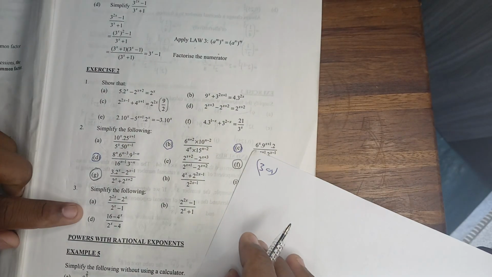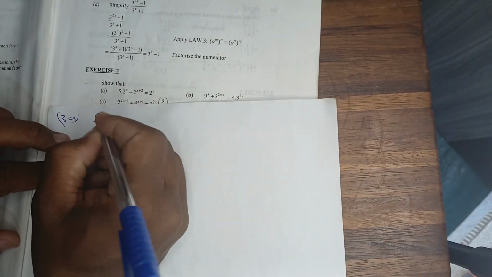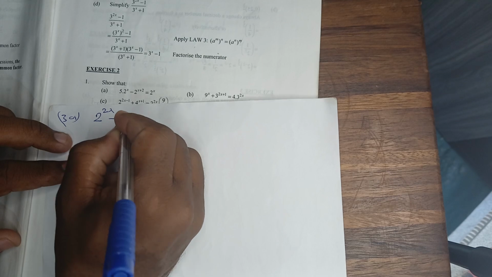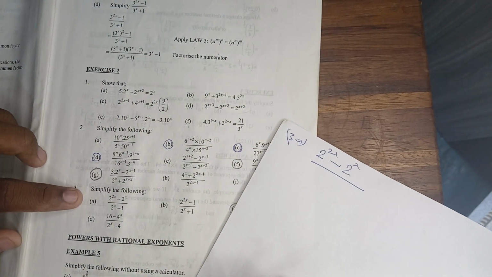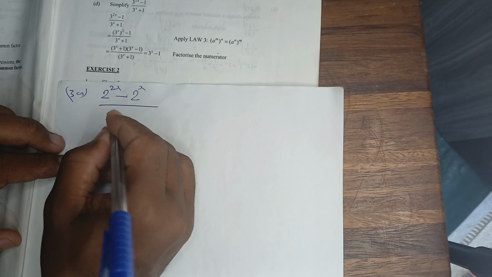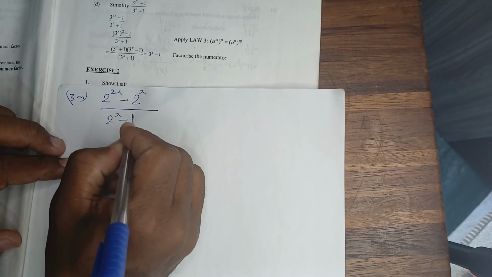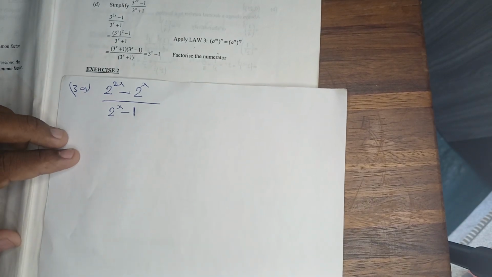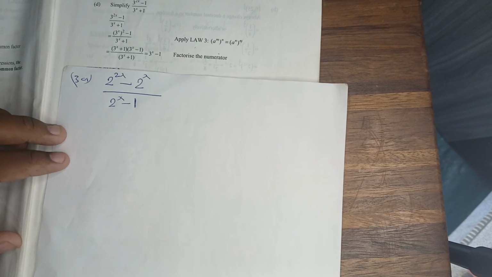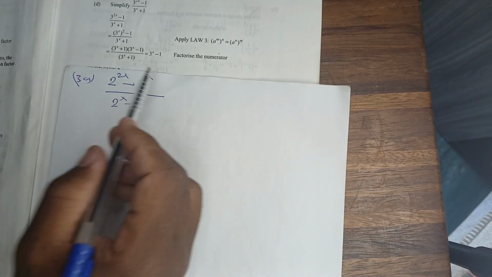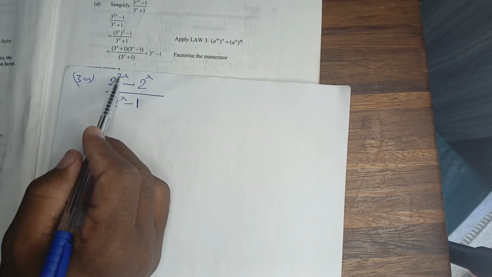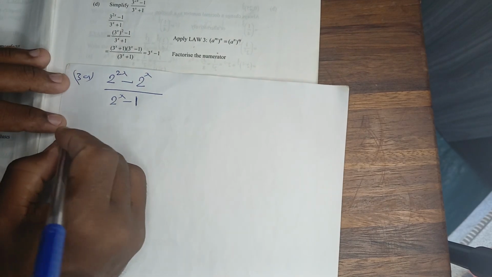3a: 2 to the exponent 2x minus 2 to the exponent x, all over, or divided by, 2 to the exponent x minus 1, like this. So this is how it is. You can see that on the numerator we have 2 to the exponent x, and on this side we have 2 to the exponent 2x. So actually we can find a common factor from them.